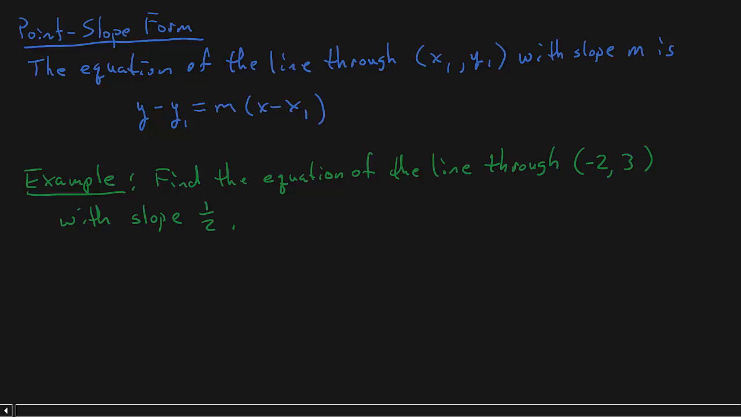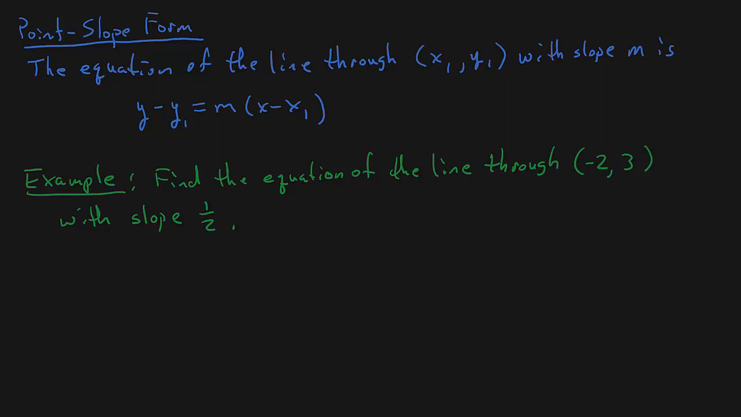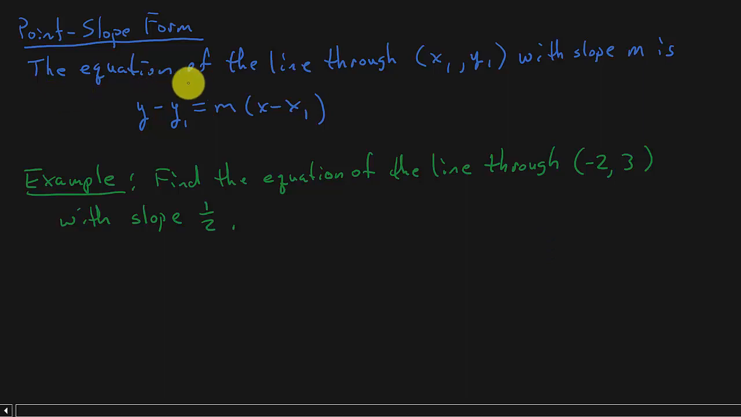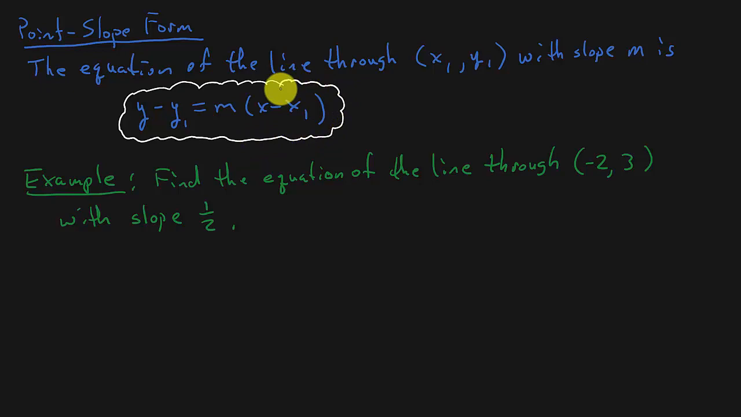So it says here we have Point-slope Form. It says the equation of the line through (x1, y1) with slope m is y minus y1 equals m times (x minus x1). So here's another formula you've got to know, the Point-slope Form. So far we've got the formula for the slope of a line if we're given 2 points, and now we've got Point-slope Form.